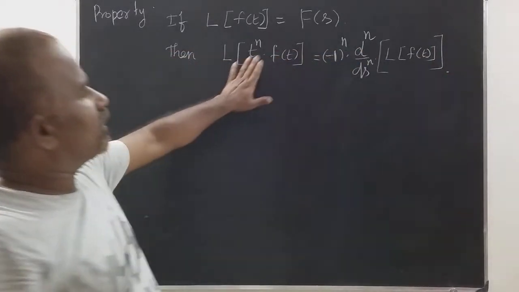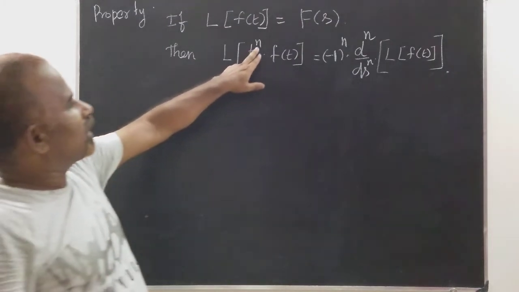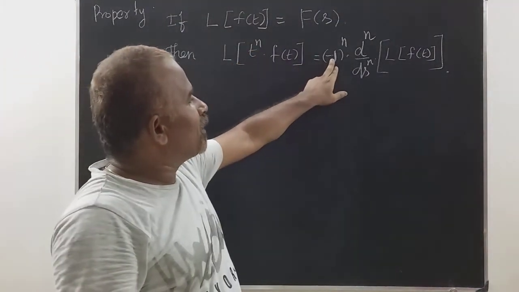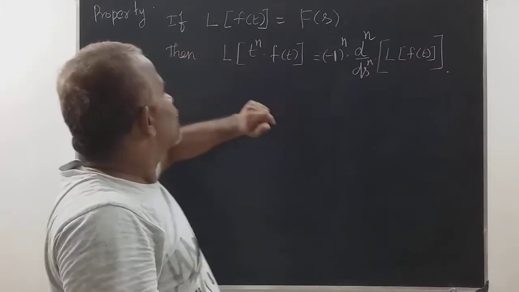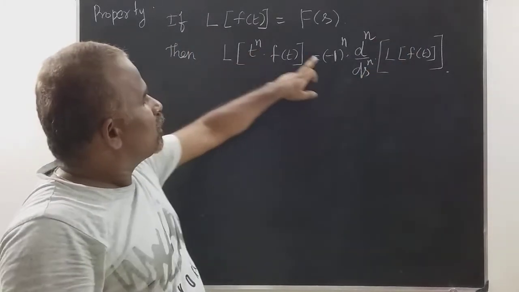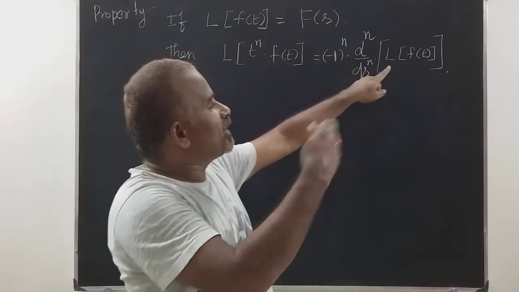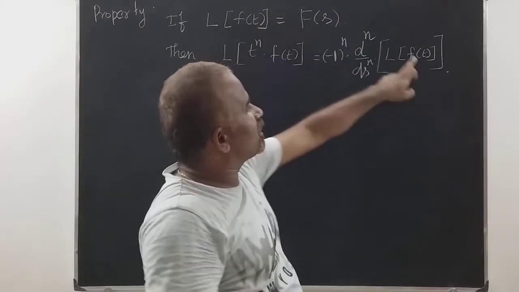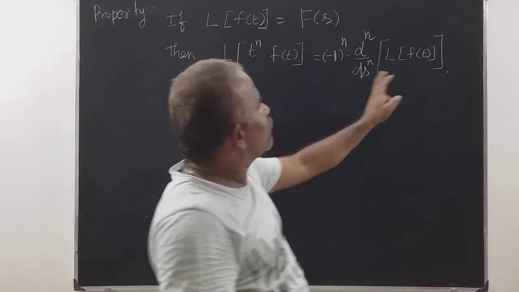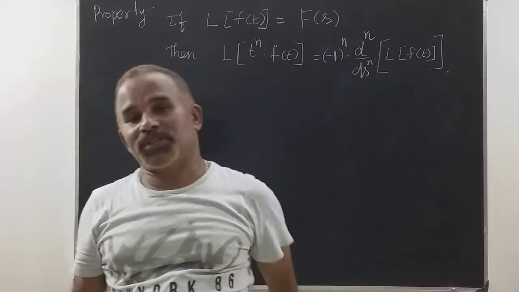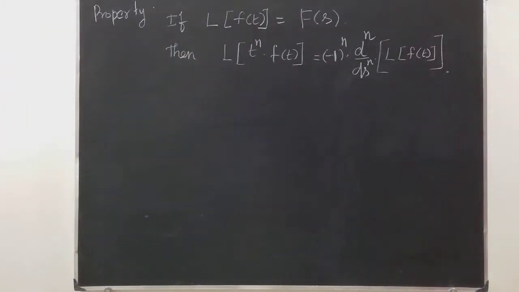This is a very important property. Suppose n is equal to 1, we will be getting minus, so we have to differentiate with respect to s one time. Suppose n is equal to 2, then it is plus, and because L of f of t is a function of s, that function of s will be differentiated with respect to s 2 times.